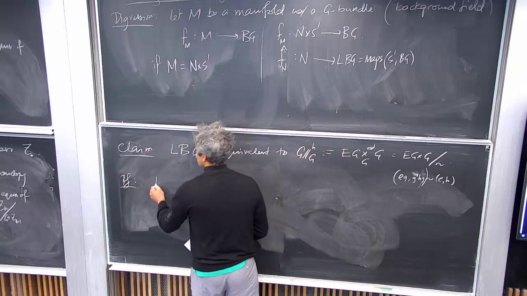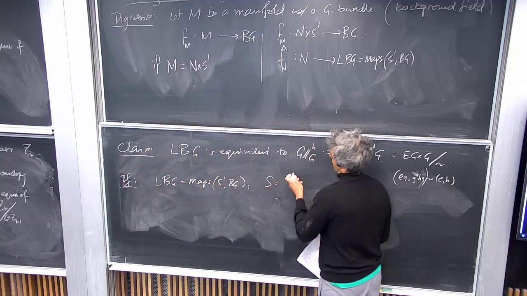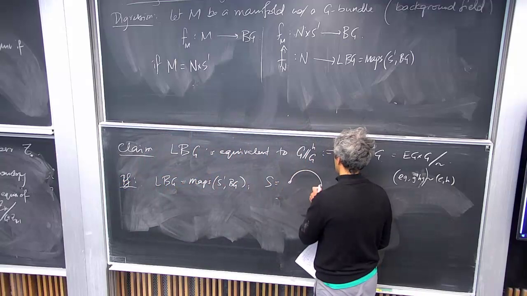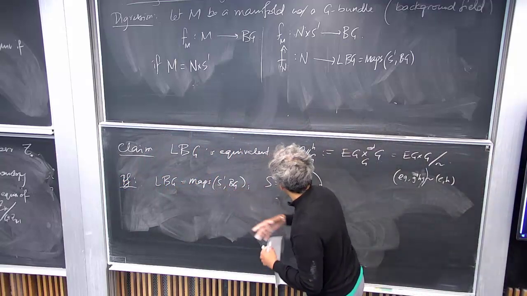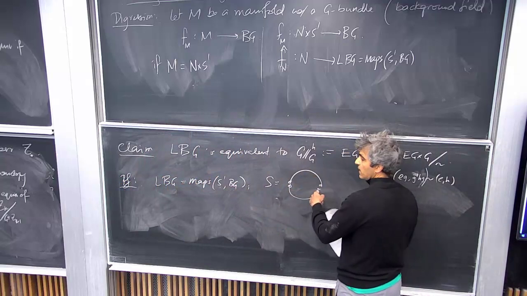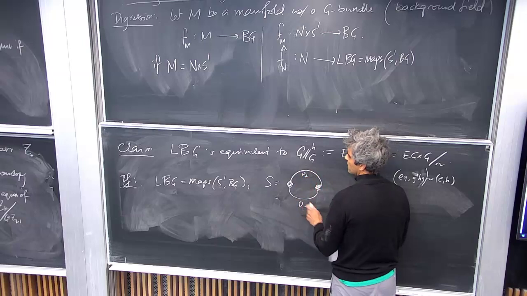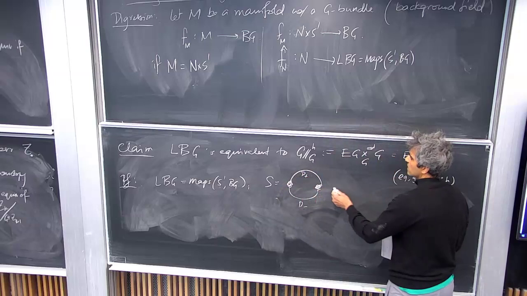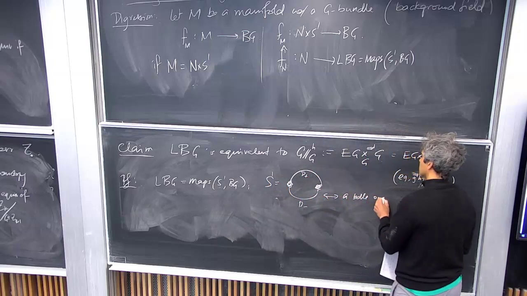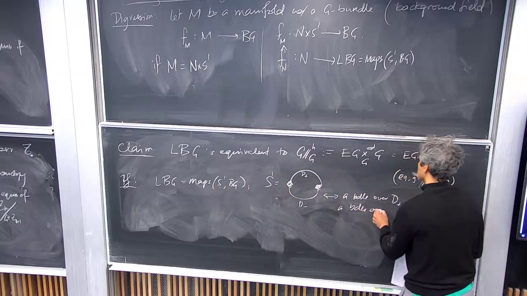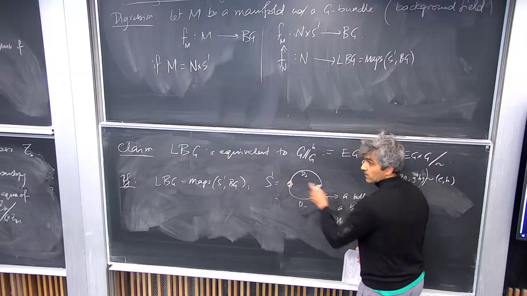So what is LBG? LBG is maps from a circle into BG, right? Now I can decompose a circle as two disks glued together, two intervals glued along their endpoints. So I have a map from S1 into BG. I have a bundle over this, a bundle over this, and they both agree at these two points. So this is D plus, this is D minus, this is S naught, which is their intersection. So from this data I get a bundle over D plus, a bundle over D minus, and they agree on S naught, which is the intersection.